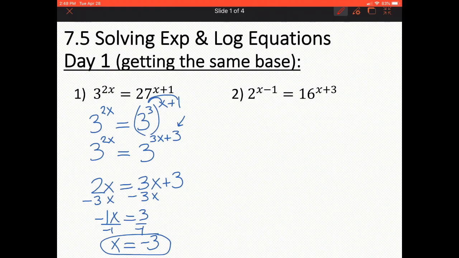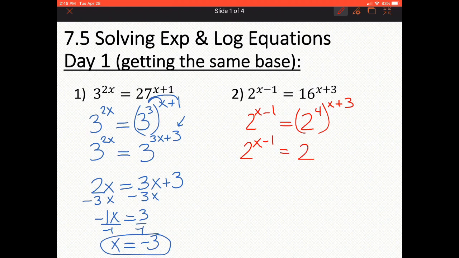All right, so I've got base of 2 on the left side, and on the right side I have base 16. So I know that 16 is actually 2 to the 4th power. And use your calculator if you don't remember some of those. So the left side stays 2 to the x minus 1, and the right side becomes 2 to the 4th, and then to the x plus 3 power. So we simplify and get 2 to the, and we're multiplying, so we're distributing. Don't forget to distribute to both.